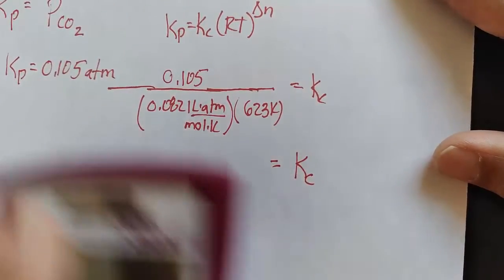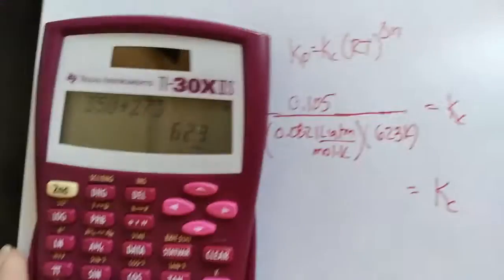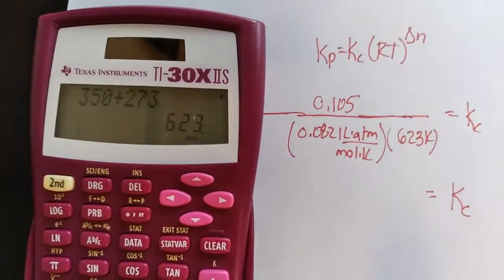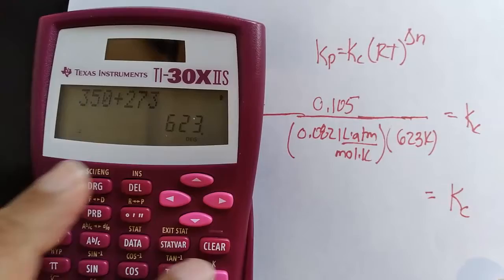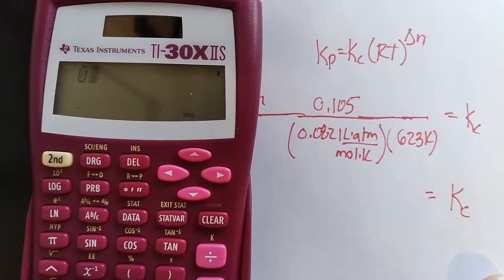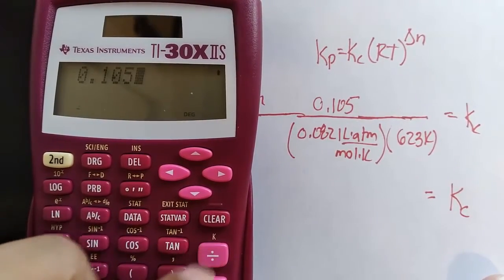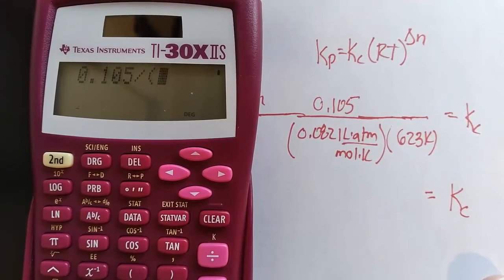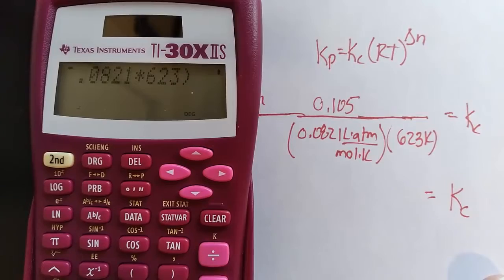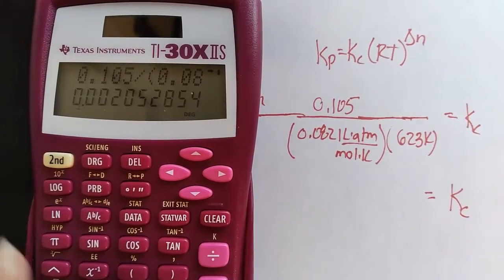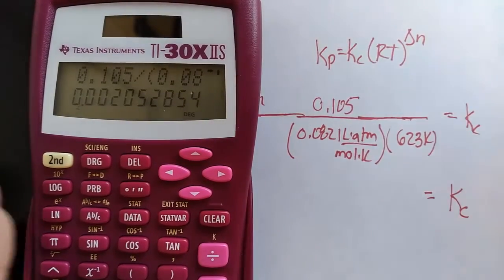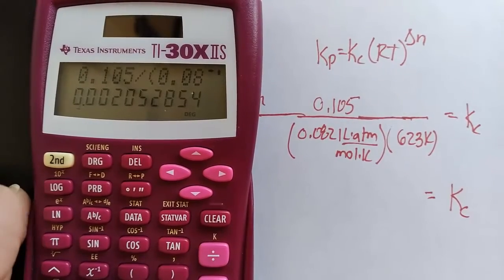Now to do this in our calculator, there are many ways to do this. It's a little bit of complicated math, but nothing too grave. It's going to be 0.105 divided by parentheses 0.0821 times 623, close the parentheses, and that should give us a Kc value of about 0.00205, or 2.05 times 10 to the minus 3.